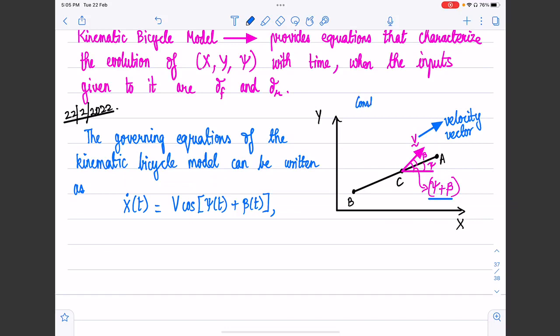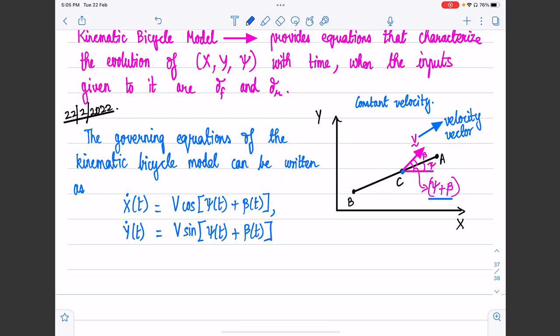So we are essentially going to deal with the case where the vehicle is traveling at a constant velocity. That's an assumption that we are going to make. So x dot equals v cos(psi(t) + beta(t)), and y dot of t is going to be v sine of this angle. We are essentially resolving it along the global x and global y axes, right?